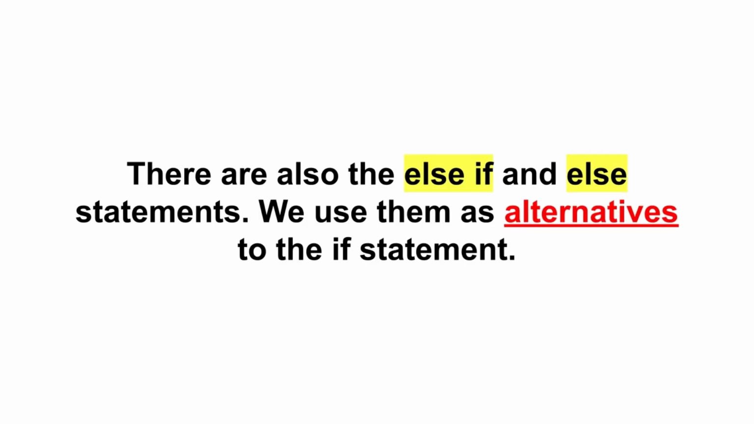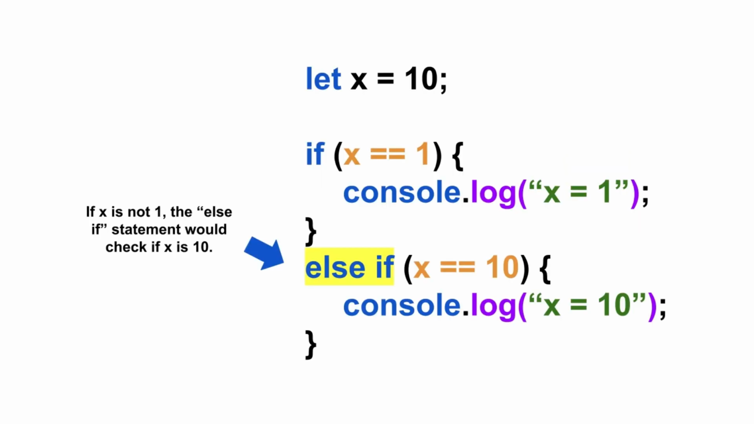Since we are learning about if statements, we should also know that there are other statements like the else if and the else statement. The else if statement is the alternative for an if statement. It will check other possibilities only if the initial if statement is false. Otherwise, it will be ignored.